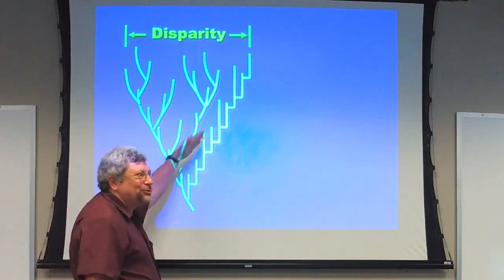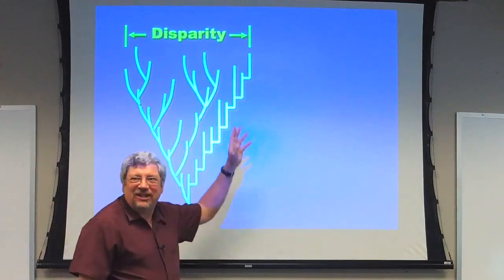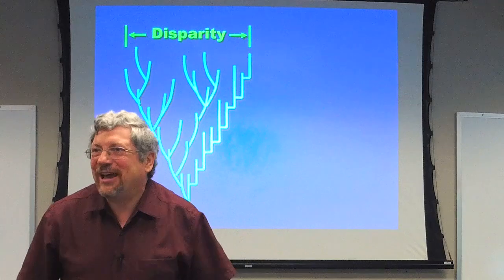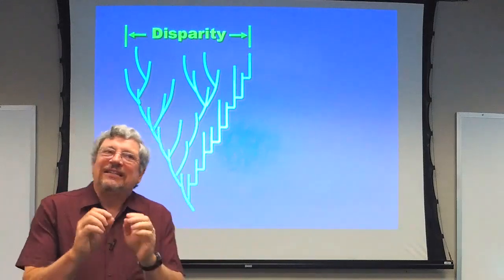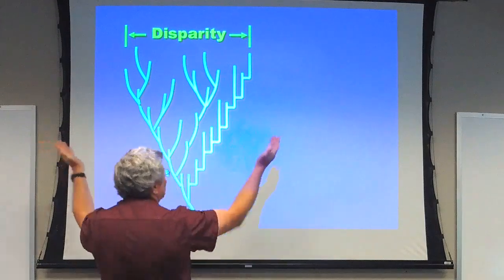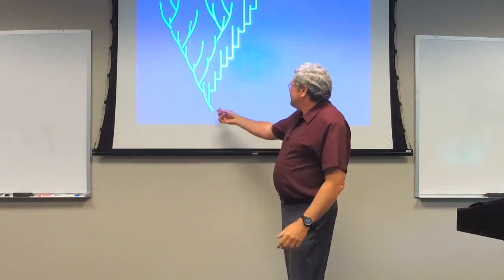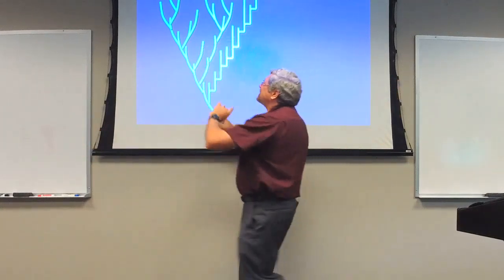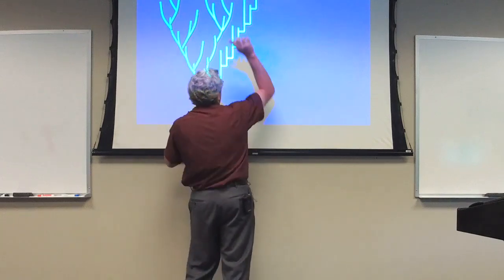Either gradual change or stepwise change. It doesn't matter for our purposes here. The point is that in order to get great disparity, and disparity is a measure of how different things are. So the question here would be, if you start with a bacterium, how do you get something as different as a human and an oak tree?